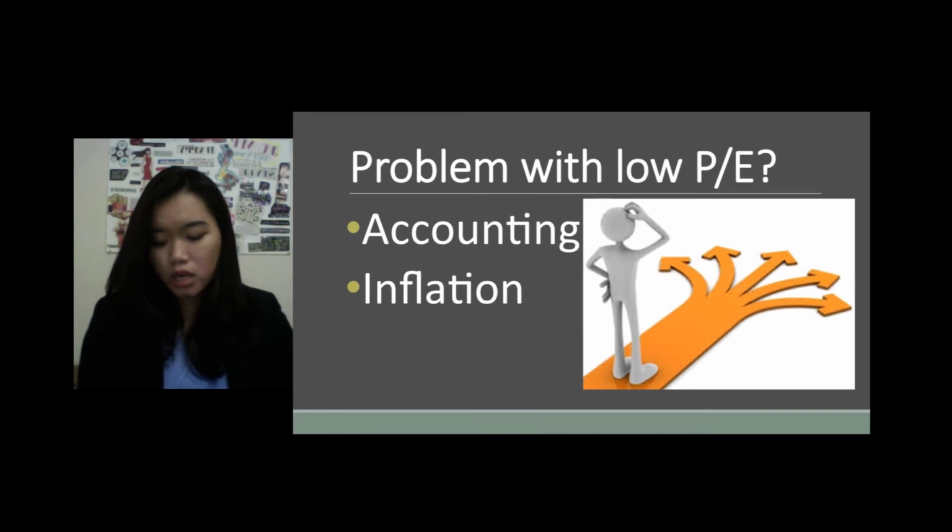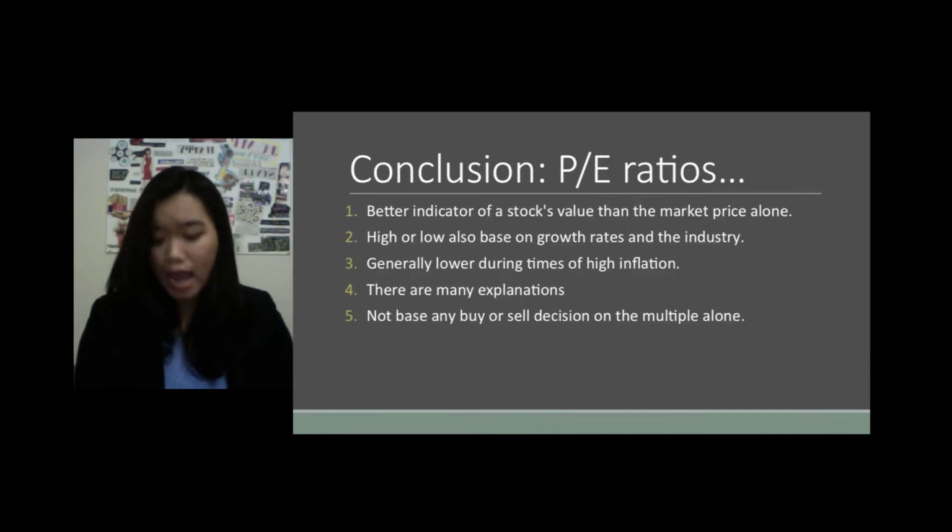In conclusion, the PE ratio is a much better indicator of a stock's value than the market price alone. And in general, it is difficult to say whether a particular PE is high or low without taking into account the growth rate in the industry. Changes in accounting rules as well as differences in EPS, which is the earnings per share calculation, can make analysis difficult. PE ratios are generally lower during times of high inflation.